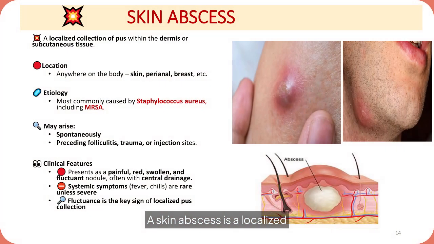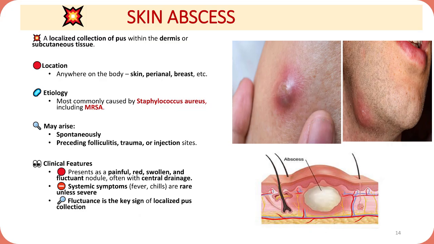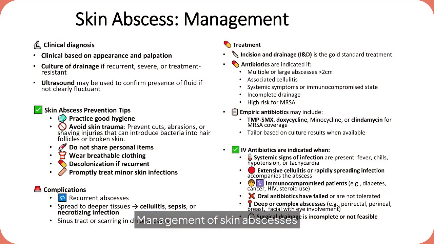A skin abscess is a localized collection of pus within the dermis or subcutaneous tissue, often caused by Staphylococcus aureus. It can arise spontaneously or from preceding infections. Clinical features include a painful, fluctuant, red, swollen nodule with central drainage. Systemic symptoms are rare unless severe. Management of skin abscesses involves clinical diagnosis. Ultrasound may be used to confirm presence of fluid in unclear cases.